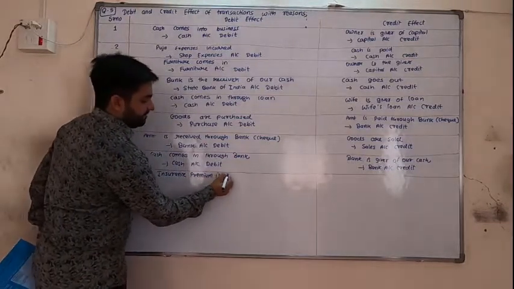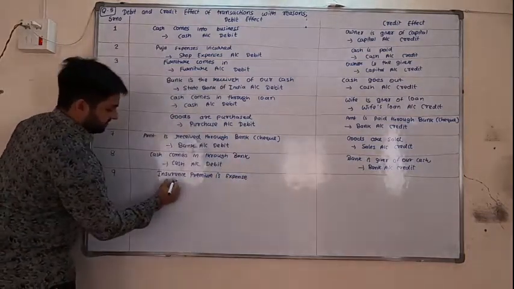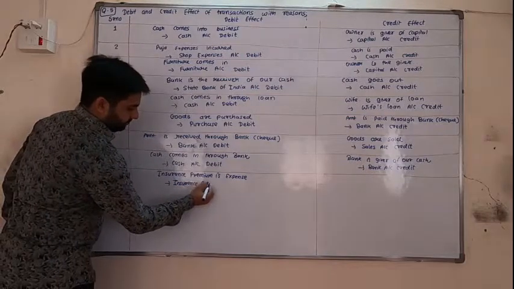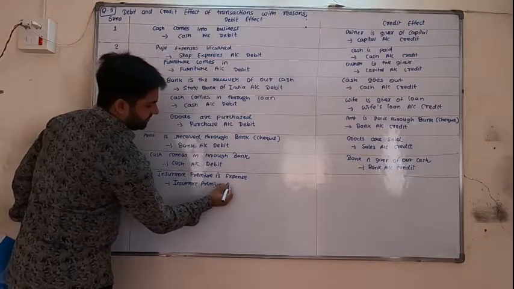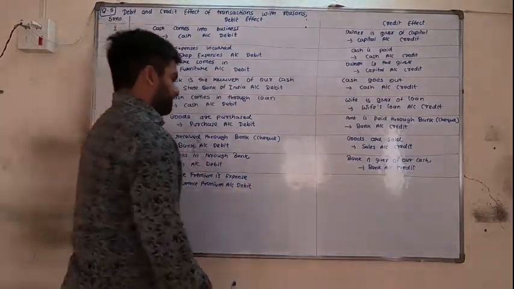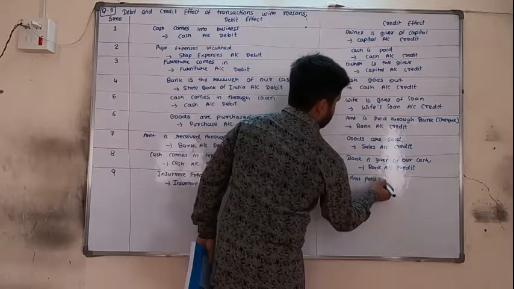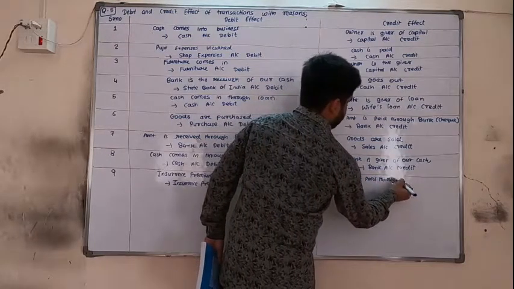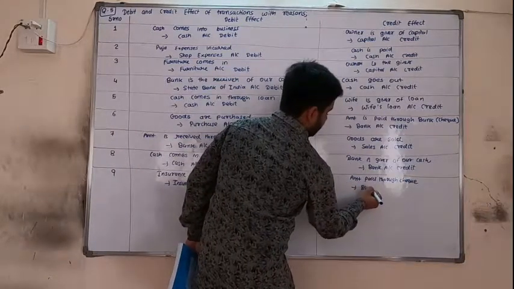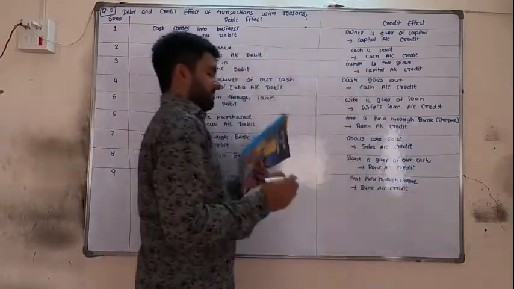Insurance premium is expense. Insurance premium account debit. Amount paid through check. Bank account credit.